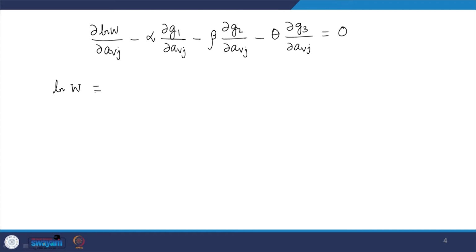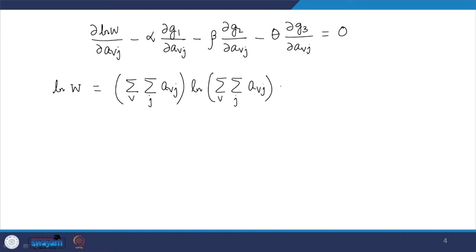can be written as, using Stirling formula, summation over V, summation over J, A_VJ ln of summation over V, summation over J, A_VJ minus summation over V, summation over J, A_VJ ln A_VJ. There is one more term in the summation here that is equal to this, and that also appears in the second term, and they will cancel out.